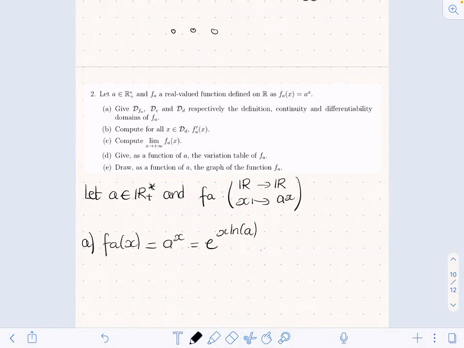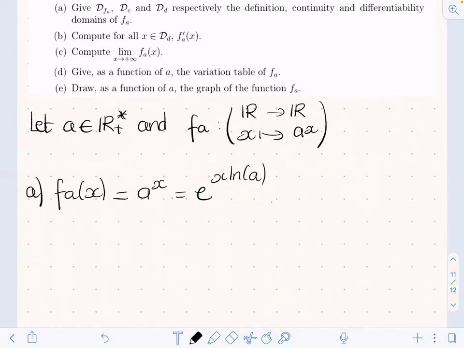Can we give the definition, continuity, and differentiability domains of this now? Yeah, we have a function x times ln of a, which is a number. So that's defined in R, and e is also in R. So we can say that fa is defined in R. Yeah, you're absolutely right. It's defined in R. Where would it be continuous and differentiable?